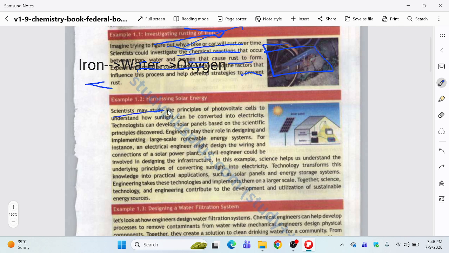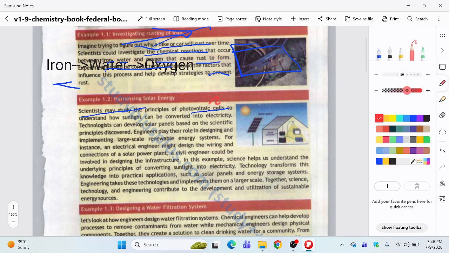Solar energy, scientists study the principle of photovoltaic cells. Now I'm not too good at designing, but let me use crayon, because it is more significant to understand from a crayon, because the pen moves too quick. Then we can draw some lines with the help of the straightening tool, and let me draw the diagram first.